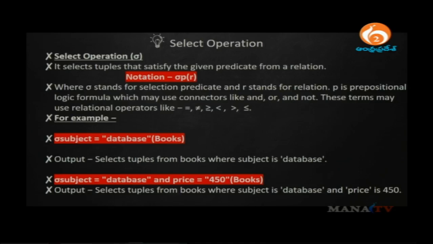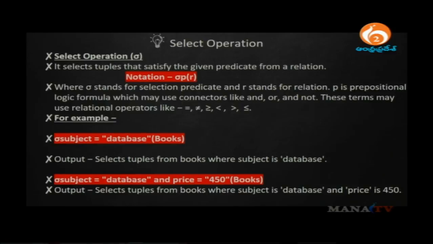Now, let me show you the screen once again. See that: select the tuples from the books where your subject is database and the price is 450. Yes, am I very clear on this? Alright. Now, this is about the selection operation.